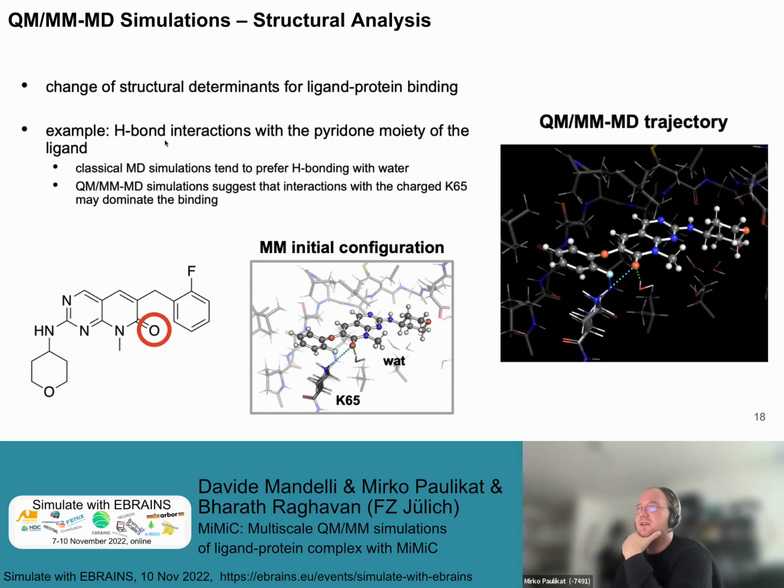And here's a small example. It's the hydrogen bond interactions with the pyridone moiety. So here this oxygen atom, when we analyze the classical MD simulations, we found that preferably a water molecule is hydrogen bonded, and a close lying lysine residue points more away into the solution. And so we have here preferred binding by water molecules. And if we run QM/MM MD simulations, this situation changes.